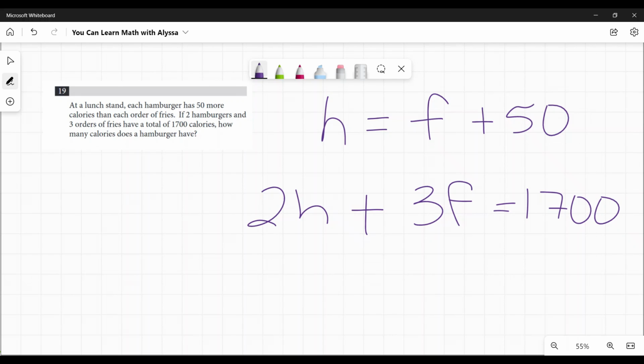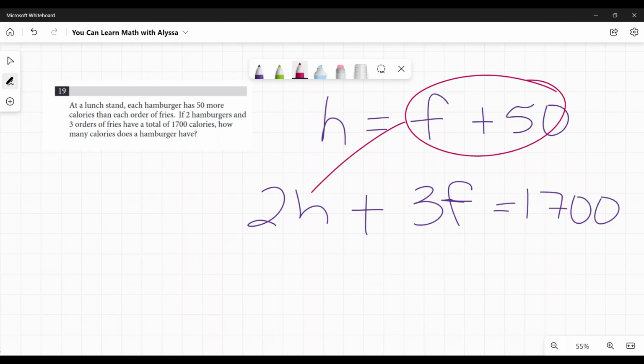This is a system of equations. Systems of equations can be solved most commonly by using graphing, substitution, or elimination. Graphing I would not recommend. We've got these big numbers here. No. Plus, you don't have a calculator. Elimination we could do, but substitution is right there smacking us in the face. Do substitution, because we already have h by itself being equal to f plus 50. So I'm going to take this f plus 50 and plug it in for h.